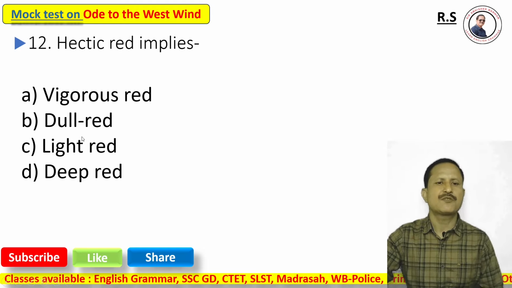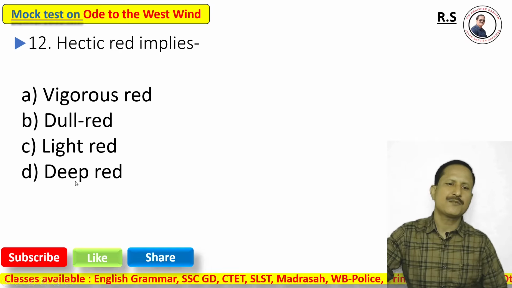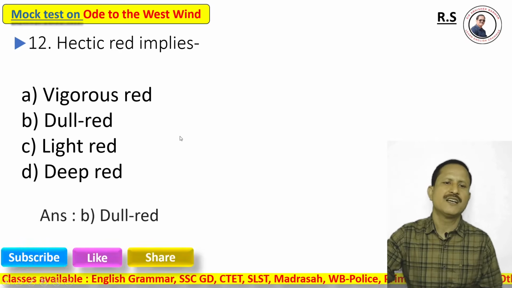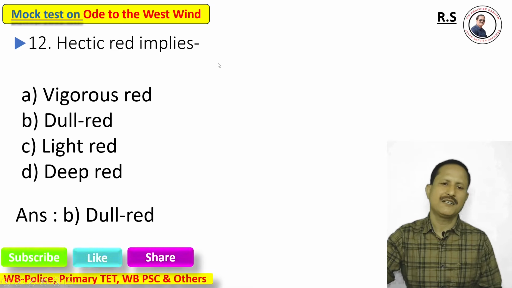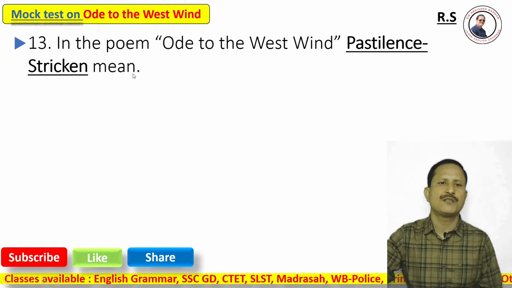Option A, vigorous rate. Option B, dull rate. Option C, light rate. Option D, deep rate. And the correct answer is option B, dull rate. Hectic implies dull rate. Next question, number 13.